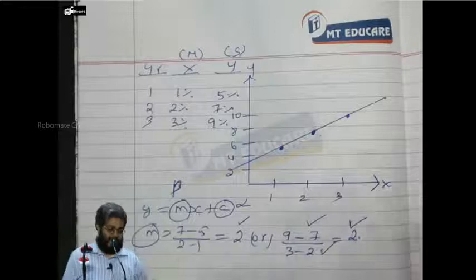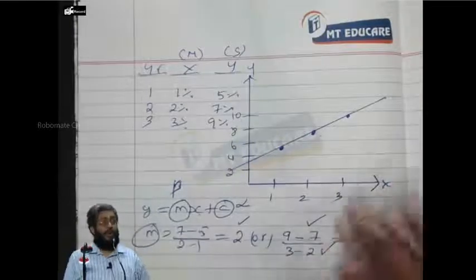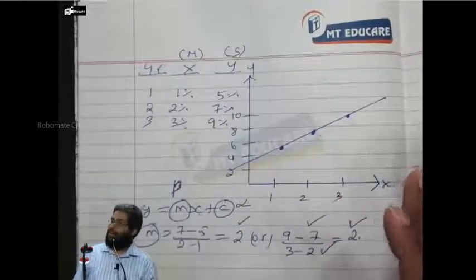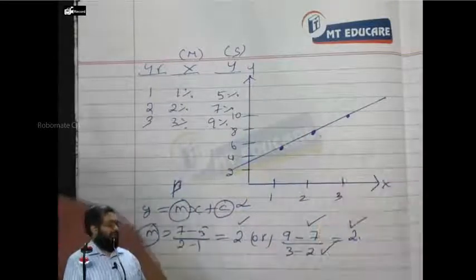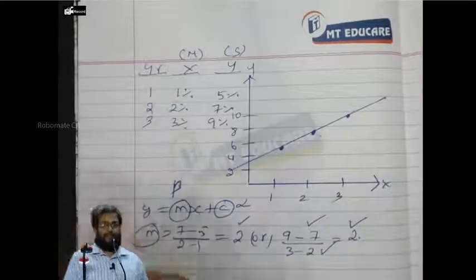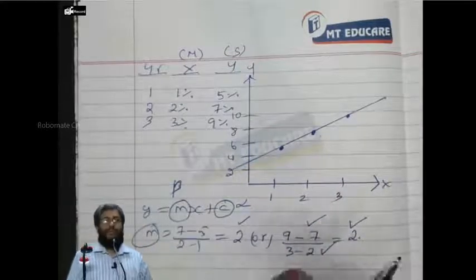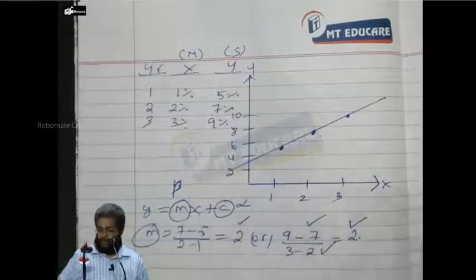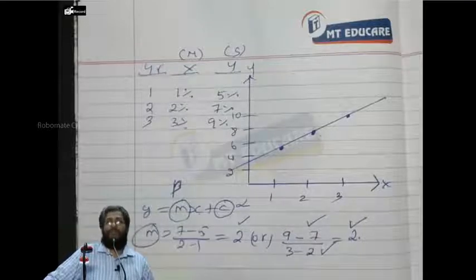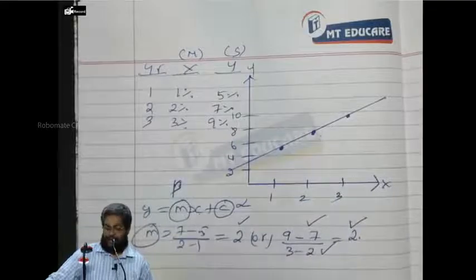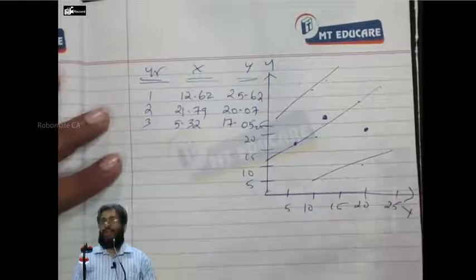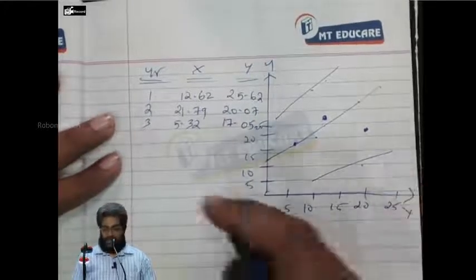The more they are scattered, what is the correlation? The weaker the correlation. The more they are scattered, the weaker the correlation. In this problem, write down, in this problem, the points do not fit into a straight line.